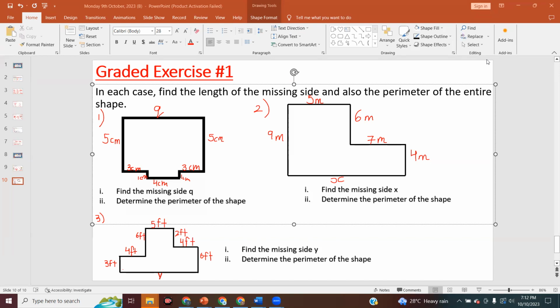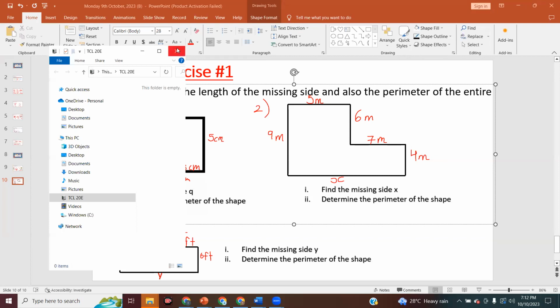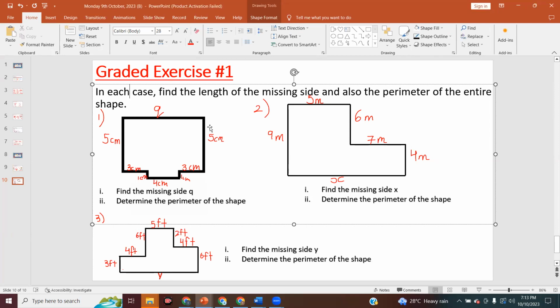Does someone have a question? All right, once you have completed your work, you have to take a picture of it and send it to me via WhatsApp. Again, once you finish your work, take a picture of it and send it to me via WhatsApp.